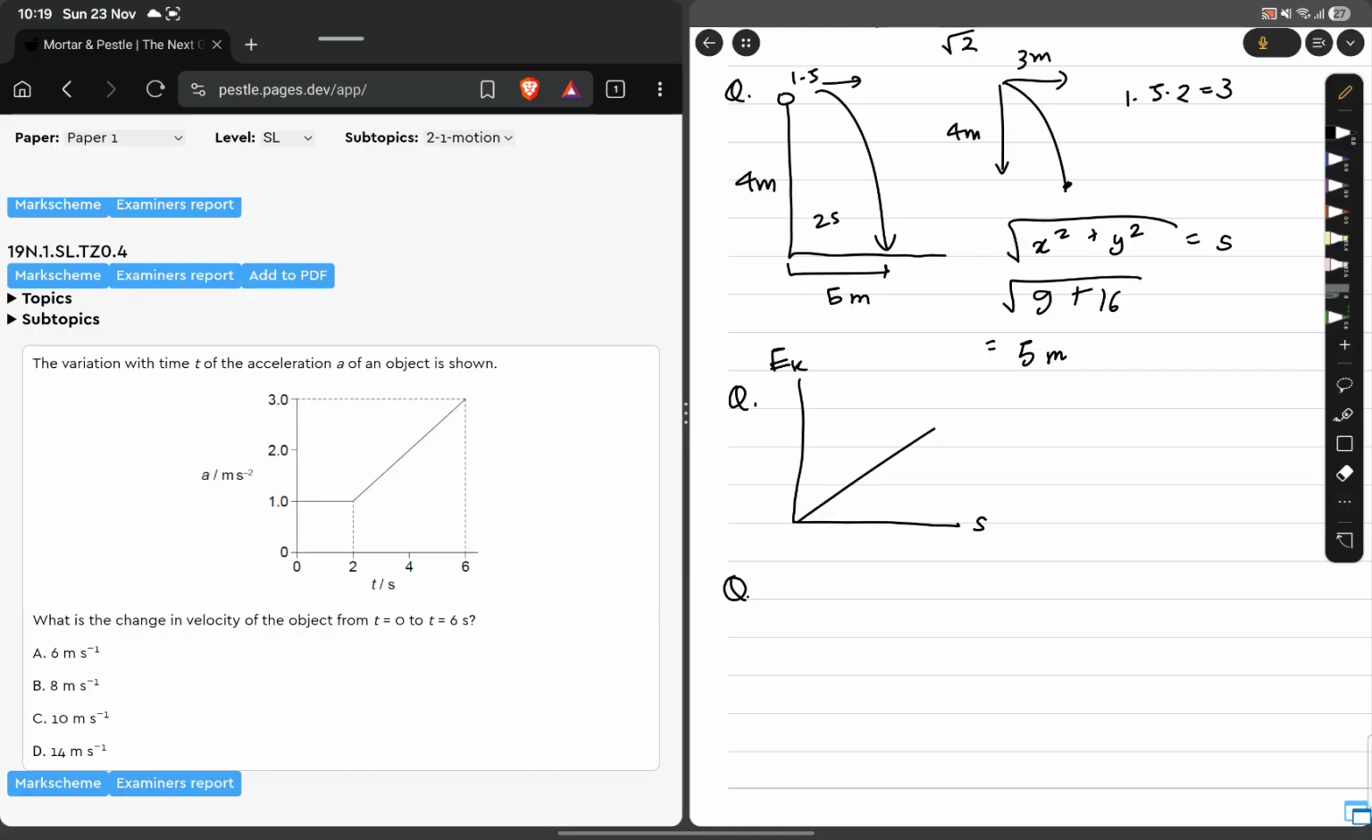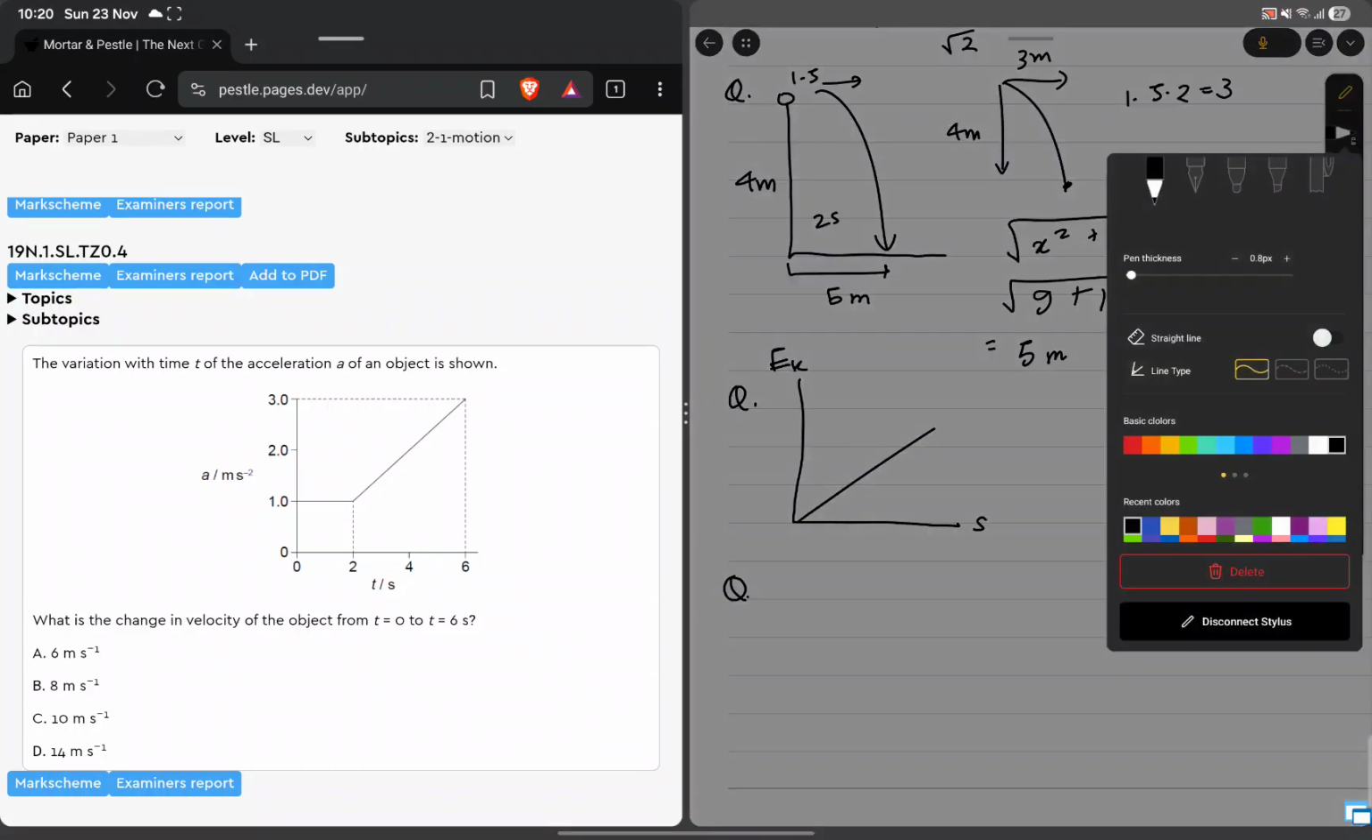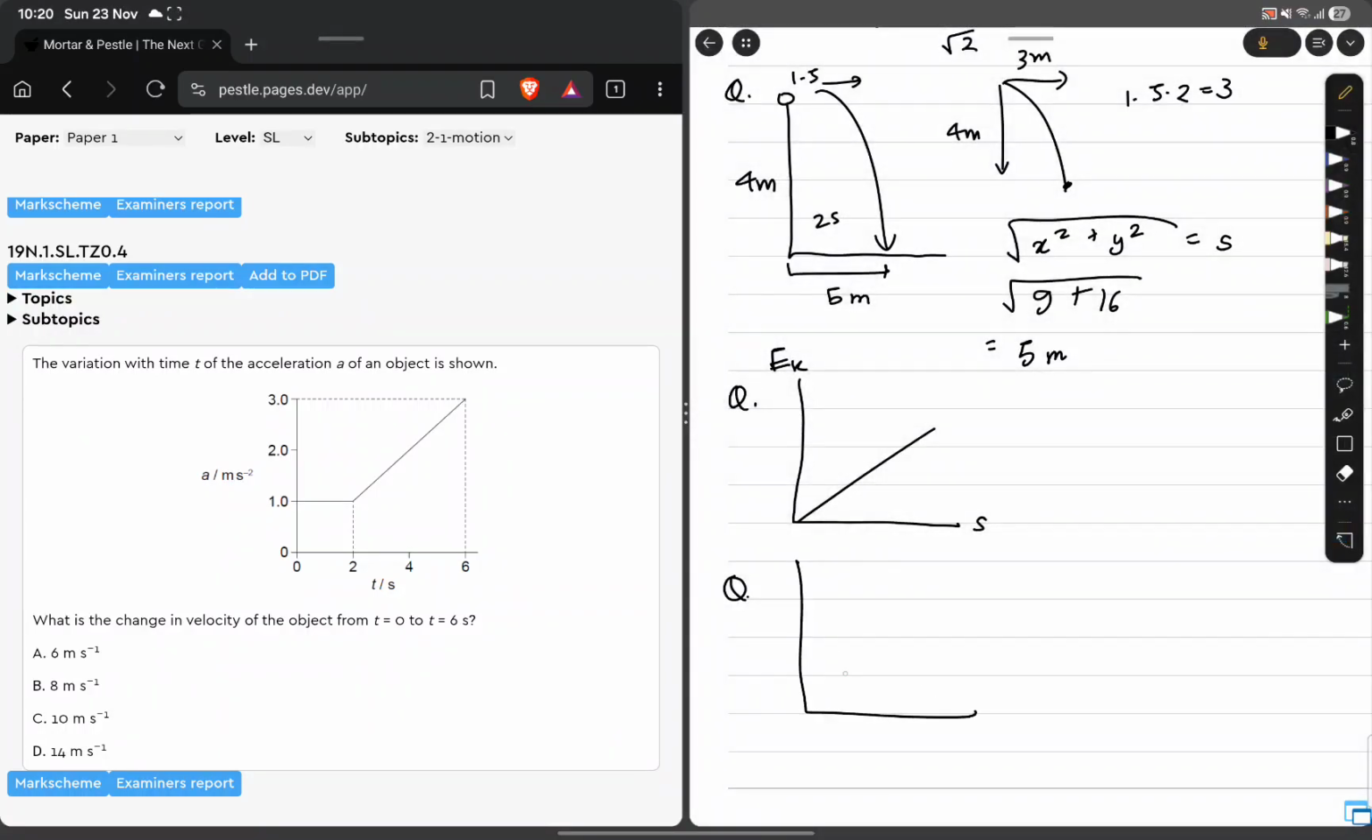And that's it. That is the entire question bank for the old syllabus, 2.1 motion. Alright, from Pestle, it's over. Oh, let's go. Let's write it down.